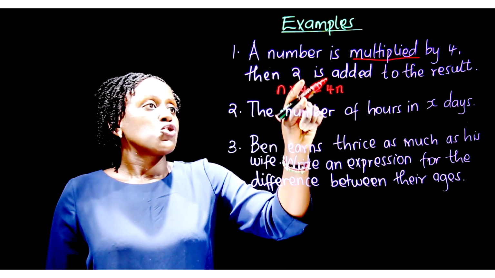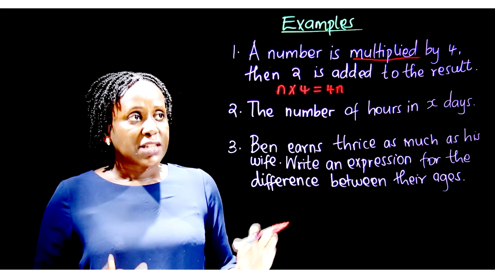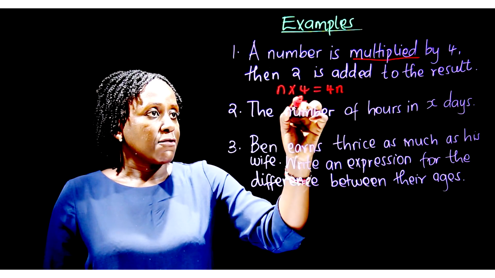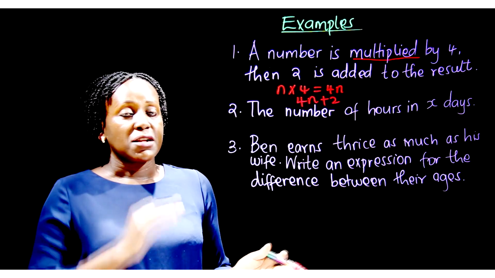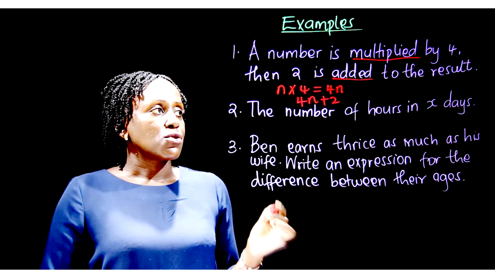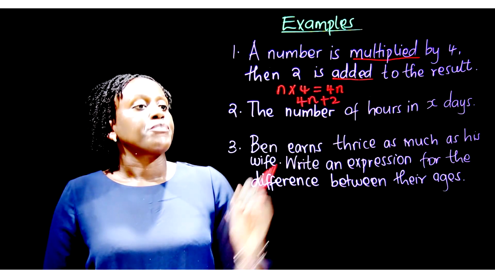Now then, 2 is added to the result. The result of n times 4 is 4n. So we add 2 to that, and we have 4n plus 2. And that is a representation of this statement. So words that you need to take note of here are multiplication and addition.